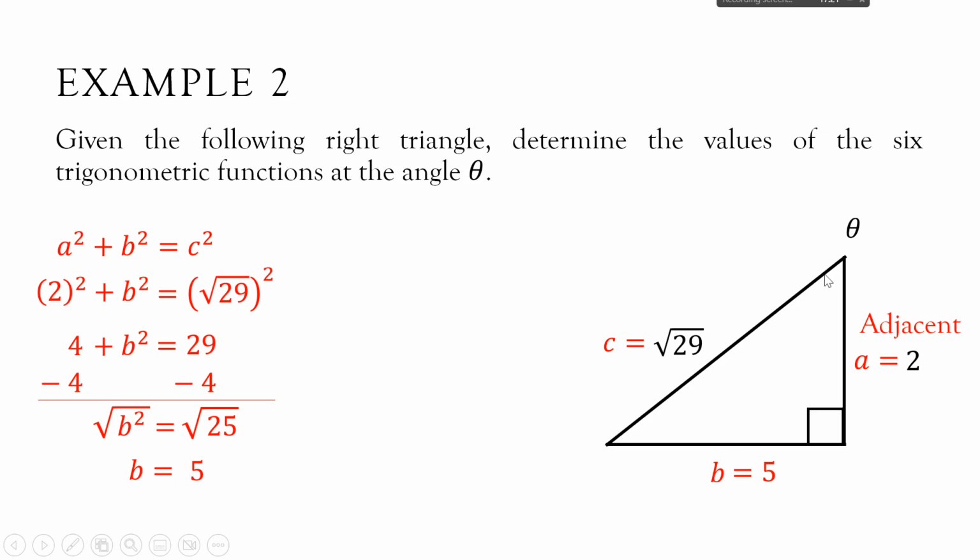What's my opposite? Opposite should be the side that's opposite to my angle. So here's my angle. The opposite side should be B. And then my hypotenuse is the longest side, C here. Alright, so now that I've labeled these, we've done a lot of the hard work already. I can now finally get my 6 trig functions.